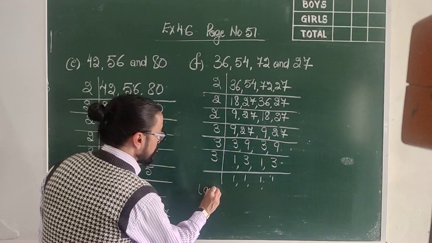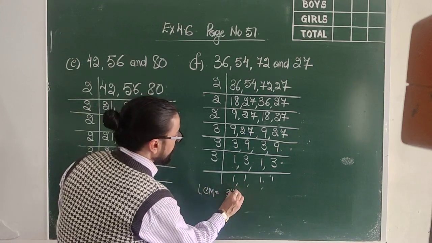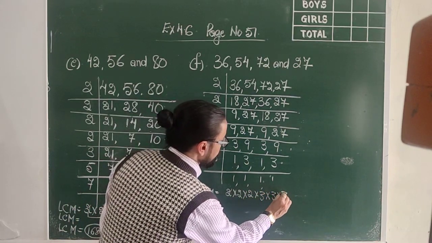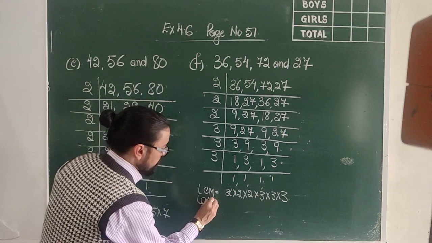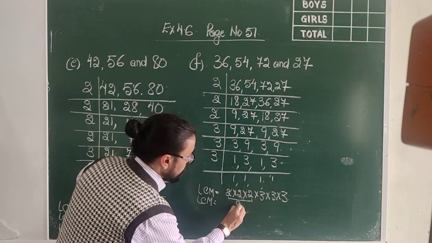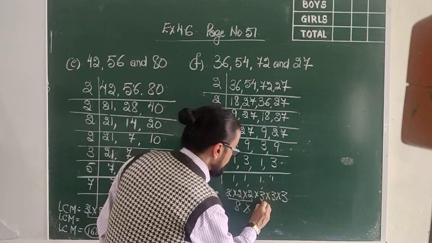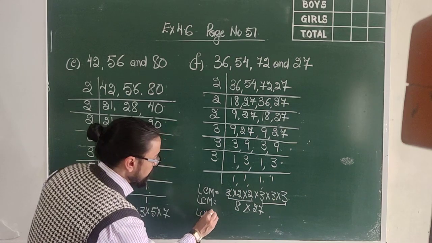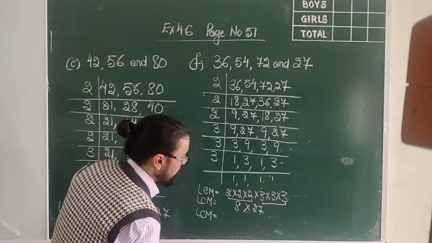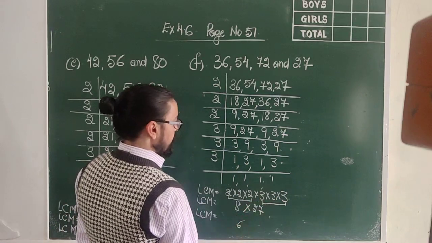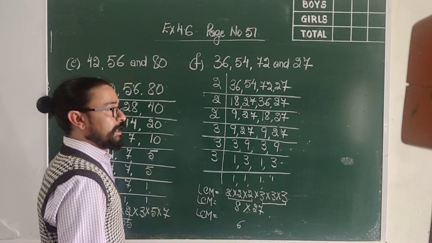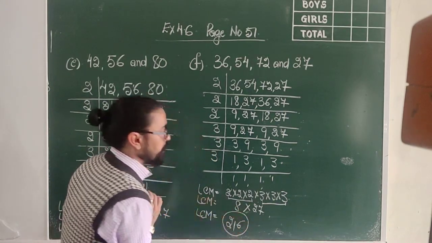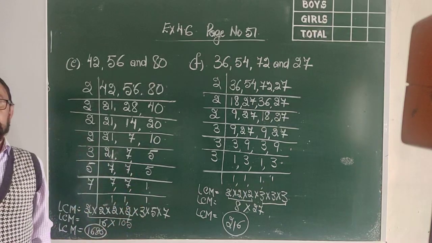So the LCM out here would be 2 into 2 into 2 into 3 into 3 into 3. Multiply all the 2s and get one answer. So 2 2s are 4, 4 2s are 8. Multiply all 3s and get one answer. 3 3s are 9, 9 3s are 27. So all I need to do is multiply 8 by 27. 8 7s are 56, carry 5. 8 2s are 16 and 5, 21. My answer 216. And we are done with sum number 3.